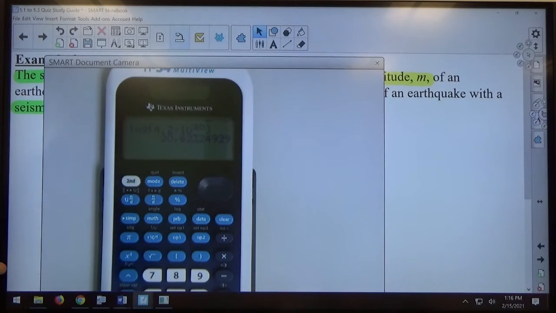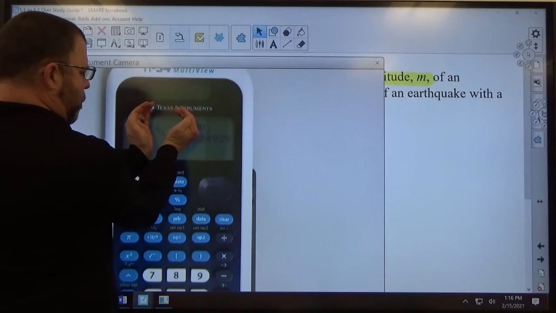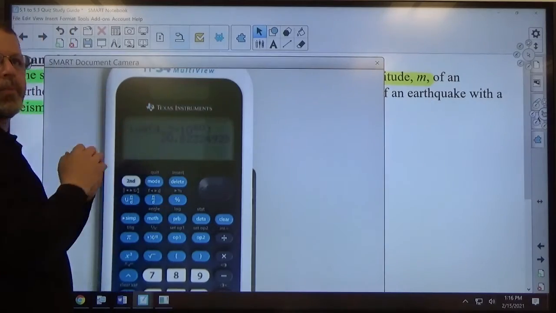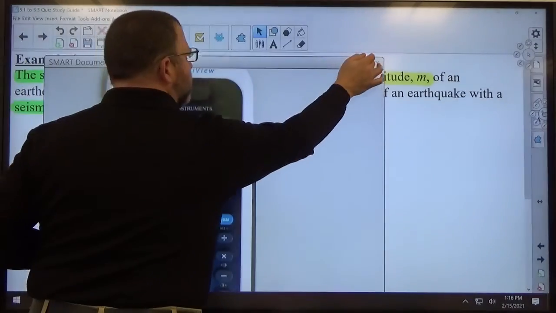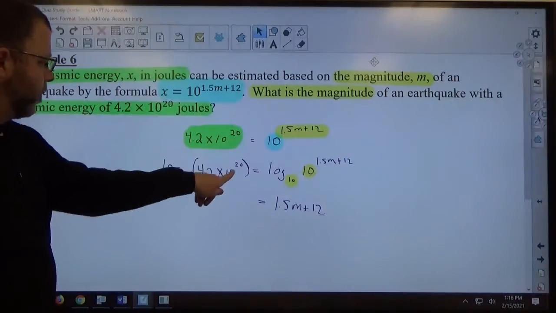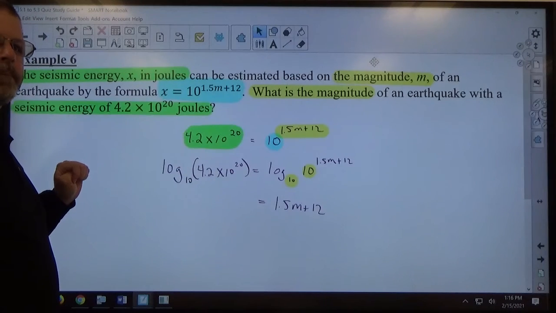How can you put the 20 on the outside of the parentheses? That's the problem. Because I'm taking the log of 4.2 times 10 to the 20th power, not 4.2 times 10 to the 20th. So only 10 is being raised to the 20th power. But then you write that down. Oh, I see. Sorry. Okay.